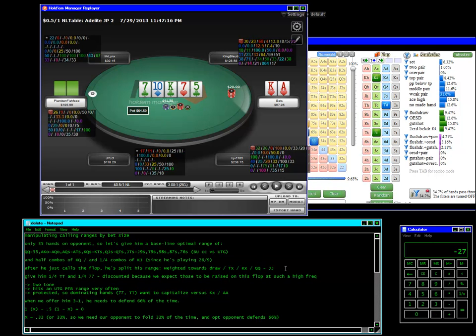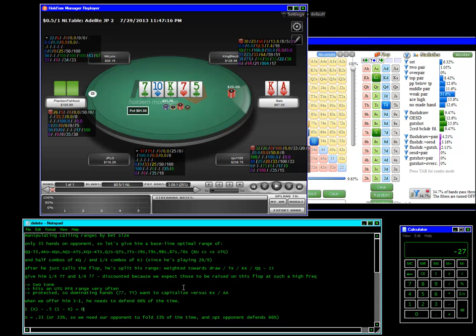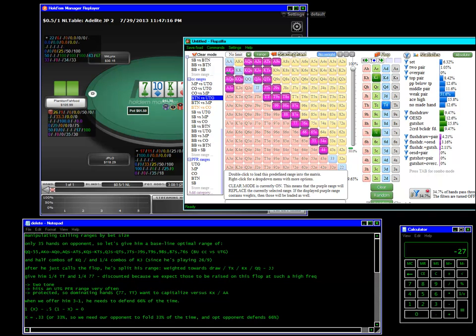So yeah, and then after doing this little analysis, I really like it. So all we're gonna do is, first of all, let's talk about his range. Like I said at the beginning of the video, it's correct to just give him the baseline optimal range, which I already showed you guys. It's here, bottom versus the gun.